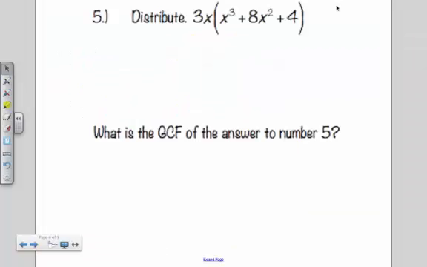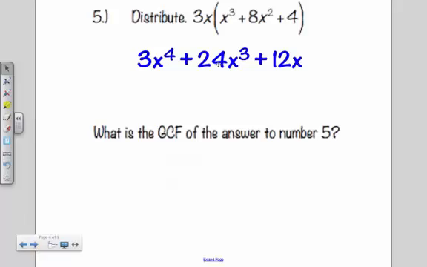Okay, so let's do a quick review. In question number 5, you see the problem where it asks you to distribute. So I would like you to distribute the 3x to everything inside of the parentheses. Please press pause, do your distributing, and then press play again so you can see if you get the same answer that I did. Once you distribute it, you should get 3x to the fourth plus 24x cubed plus 12x.